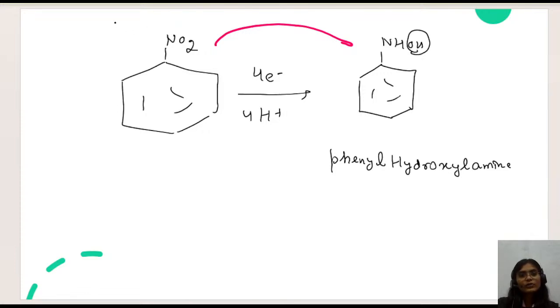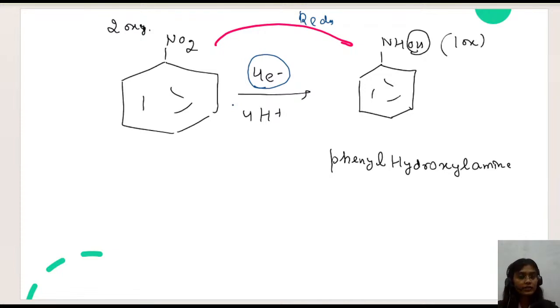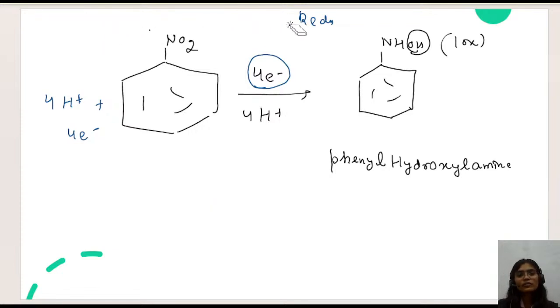So in this case, observe this. In the very first, you have two oxygens, right? And now there is only one oxygen. So what is happening? Loss of oxygen. So it's a reduction, right? And see, on the top it's written 4 electron. It means it's consuming 4 electrons. It traps the 4H positive ion and the 4 electrons, and there is a formation of this. So it is a reduction basically.